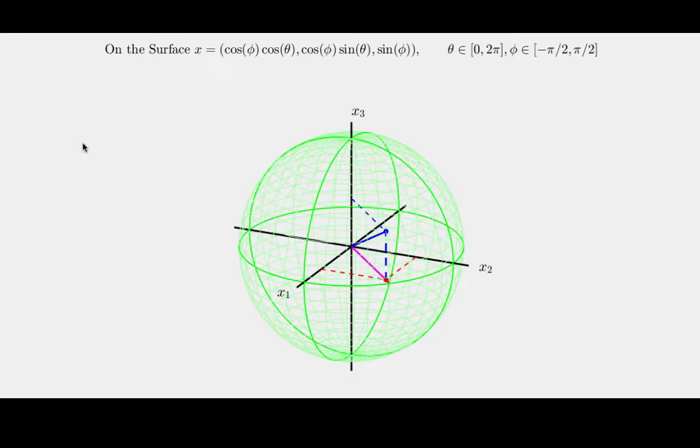Now, I can travel northward or southward along the surface towards the poles by rotating by phi. So we see that the x1 and x2 coordinates would have to get scaled by the cosine of phi, right? That would be this magenta part here. And then of course the z coordinate would just be the sine of phi, which is exactly what we have here. And that'll get us anywhere along the surface.